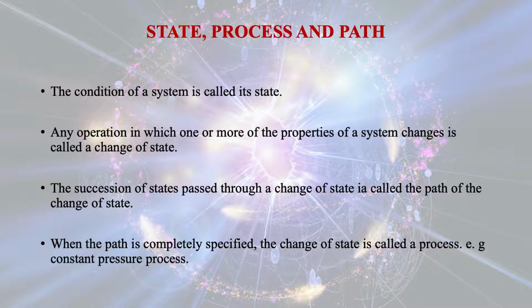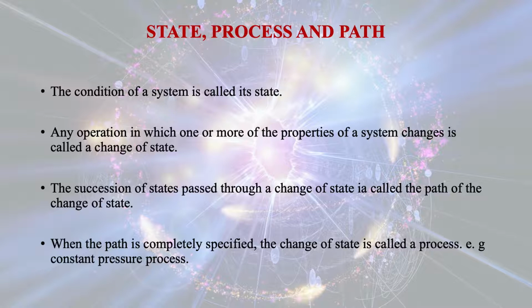Now, how do we know about the state of a system? The state of a system is defined by two independent properties of the system. For example, pressure and volume, pressure and temperature, and temperature and volume. If these two properties are independent, then we can define the state of the system.